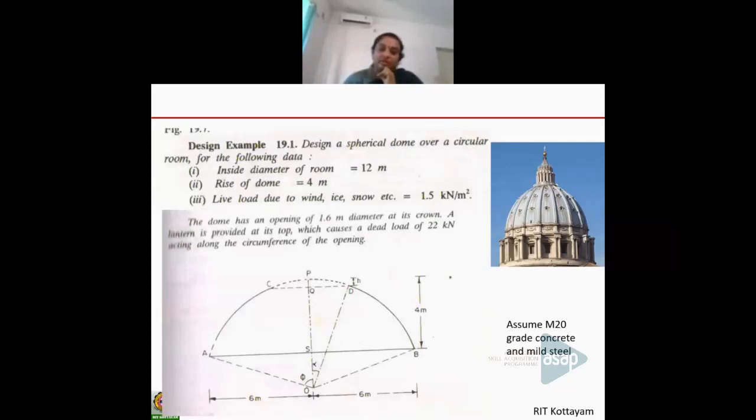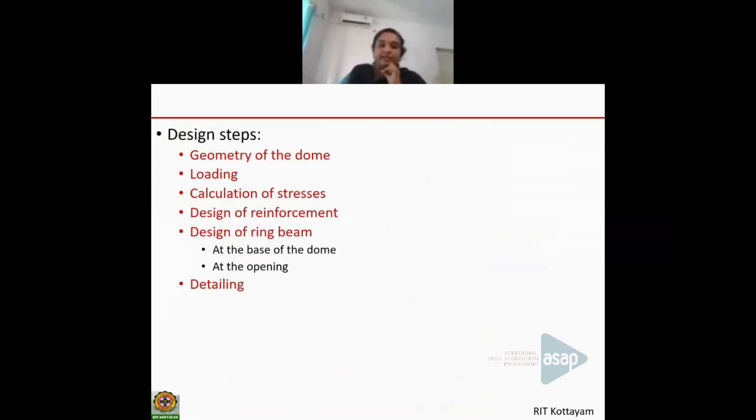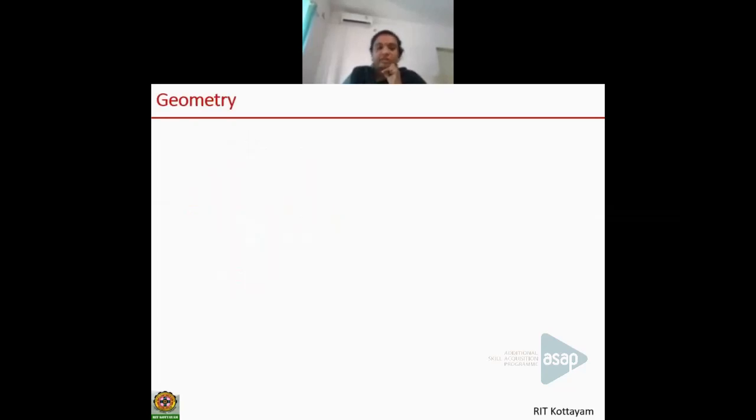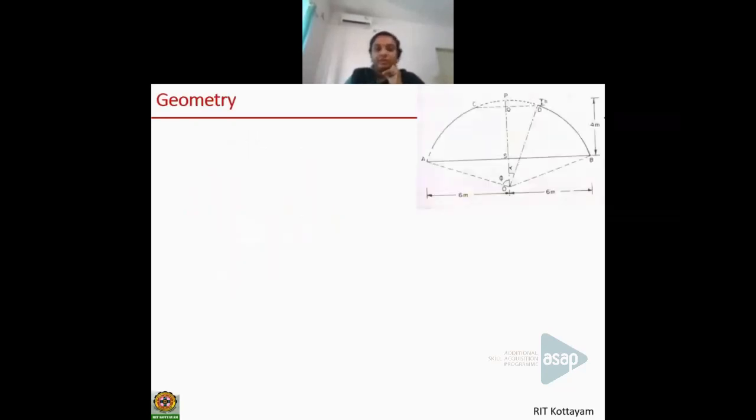Now see how to solve this problem, or rather how to design it. The design steps are: calculate the geometrical aspects, then fix the loading, calculate the stresses, design the reinforcement, design the ring beam, and obviously the last step of the design is always the detailing, right? So coming to the geometry, we have seen this is the problem given, and I've discussed what these values are.